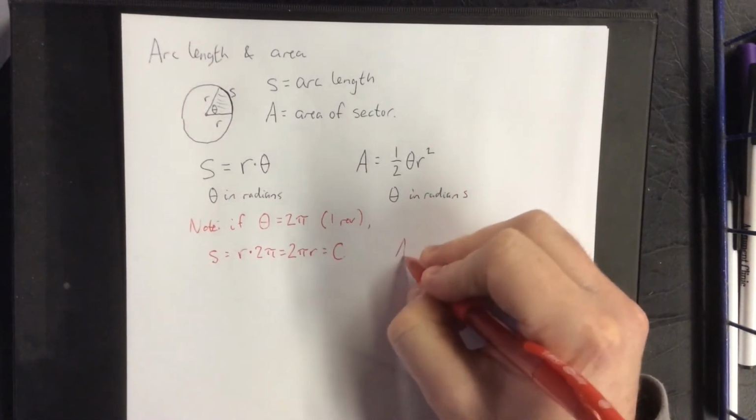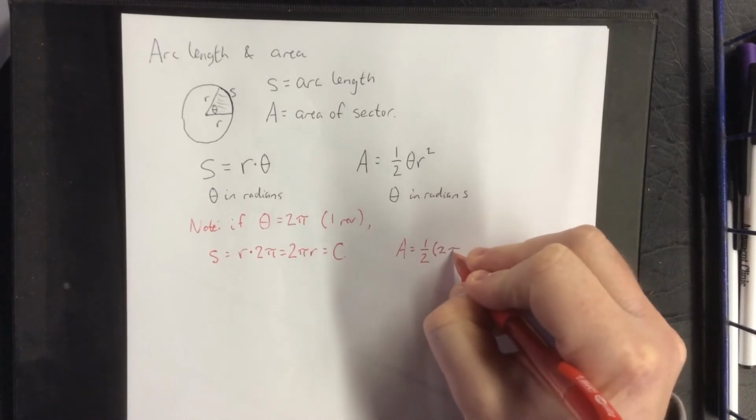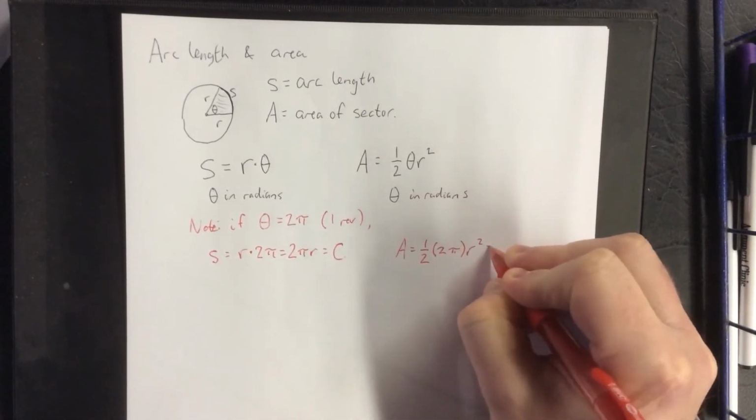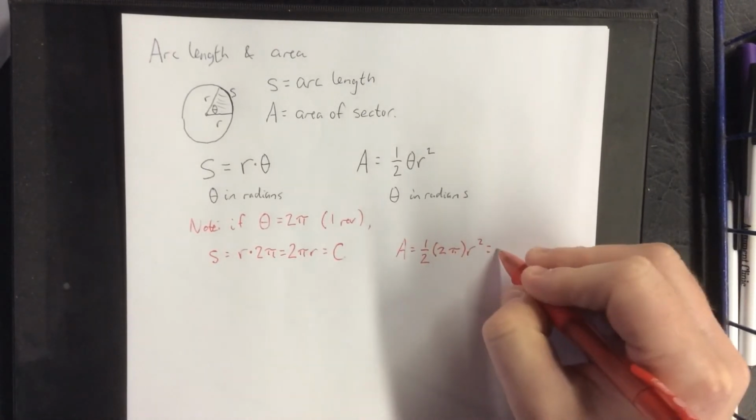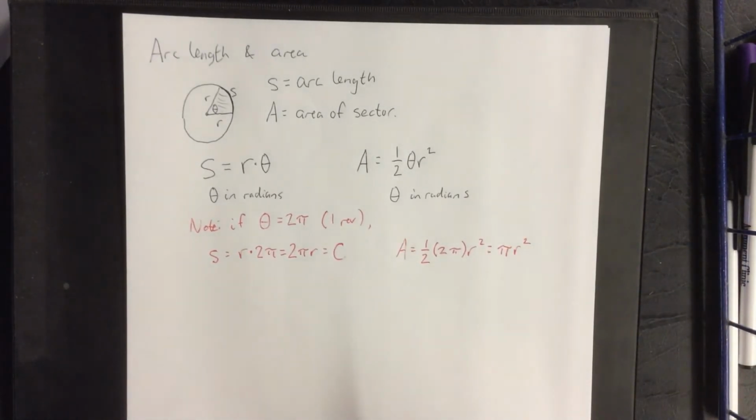Additionally, the area formula would become 1/2 of theta, which is 2 pi, times r squared. The half and the 2 will cancel each other out to leave us with pi r squared, which hopefully we all recognize as being the area of one complete circle.